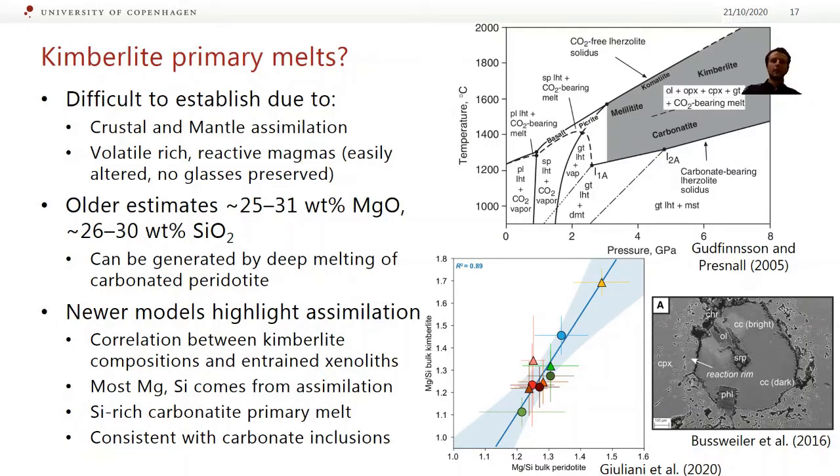Okay. So it's actually very difficult to establish a primary melt for kimberlites. The reason for this is because they do assimilate so much crust and mantle. And on top of that, they're extremely volatile rich. They're very reactive. They're easily altered once they're sat in the crust. So we don't have any examples of a kimberlite glass, for example.